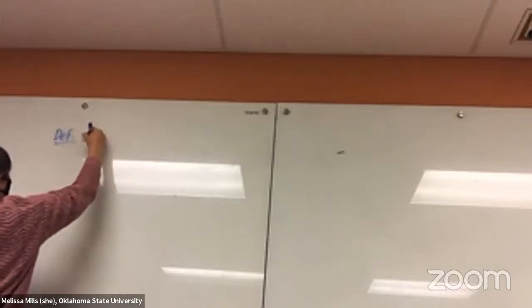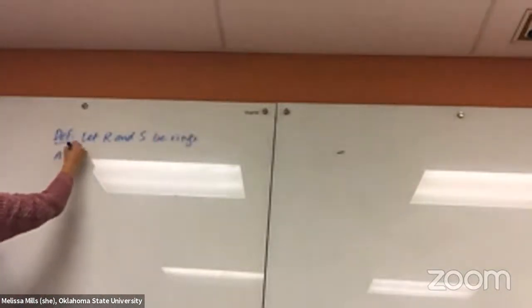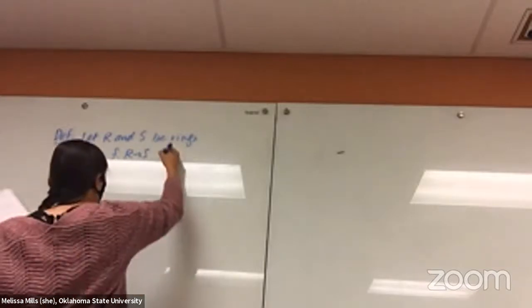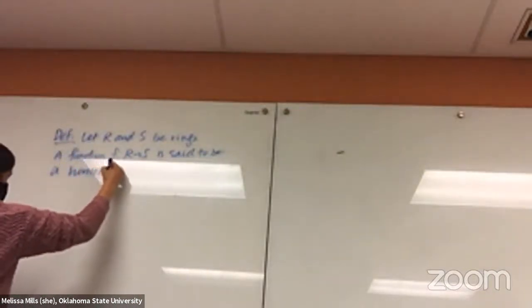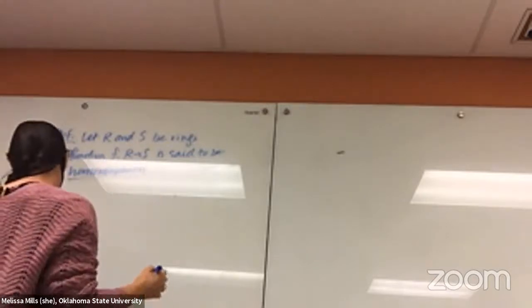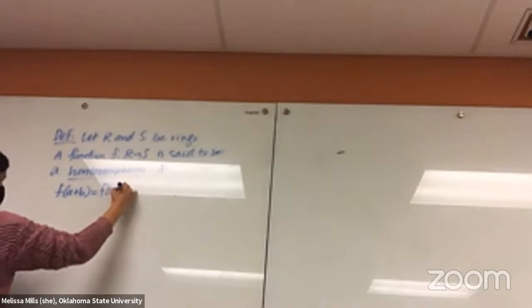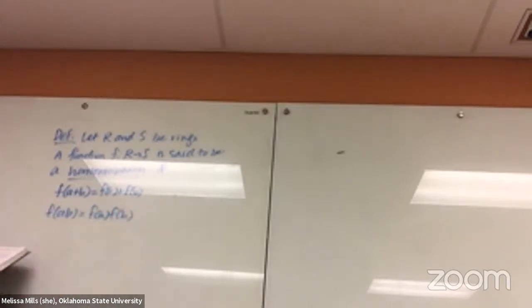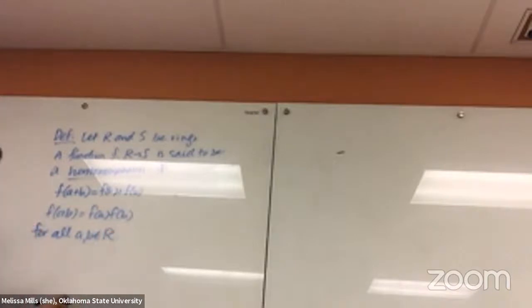So let R and S be rings. A function from R to S is said to be a homomorphism if it satisfies these properties: f of A plus B equals f of A plus f of B, and f of A times B equals f of A times f of B, for all A, B in R. So there's our definition of homomorphism.